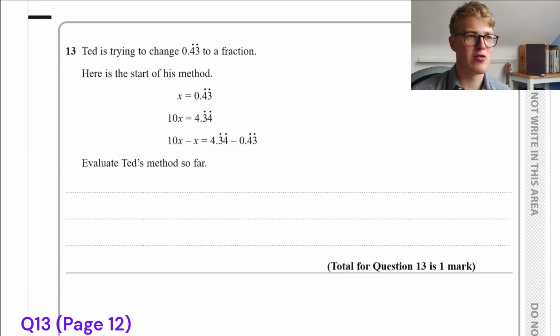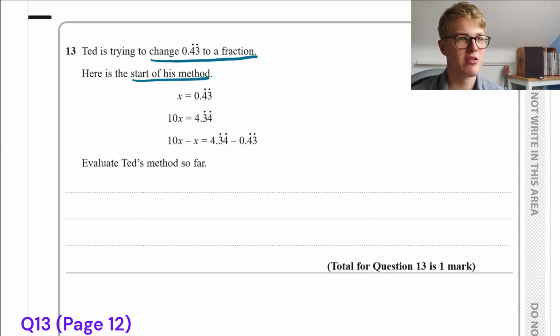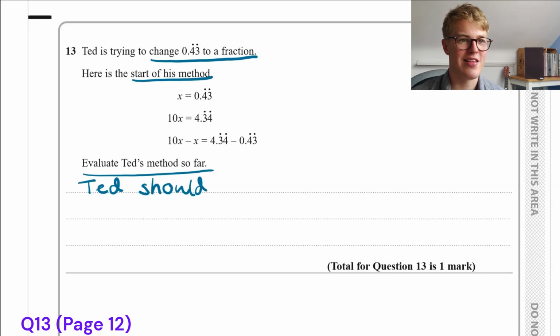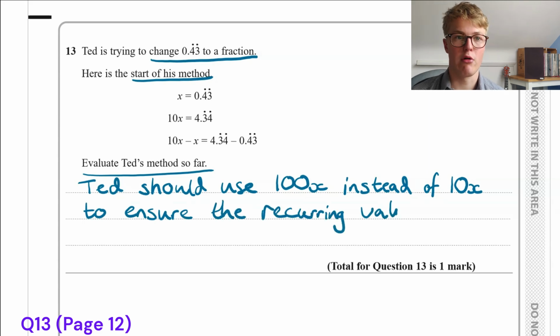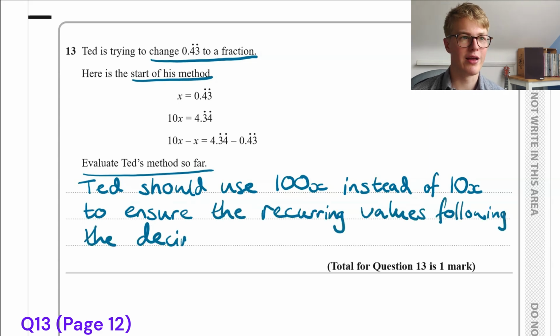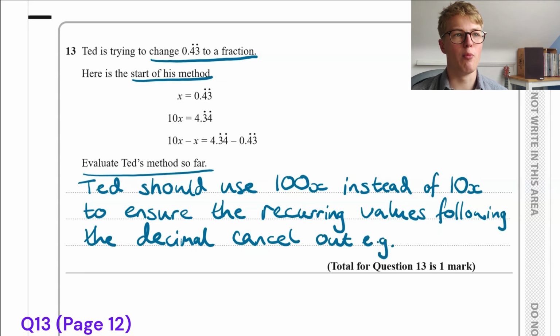Ted is trying to change 0.43 recurring to a fraction. Here is the start of his method. Evaluate Ted's method so far. So Ted should use 100x instead of 10x to ensure the recurring values following the decimal cancel out. So for example, 43.43 recurring minus 0.43 recurring, instead of what he's done here where he has 4.34 recurring, and as you can see the 3,4 and the 4,3 don't match up nicely.